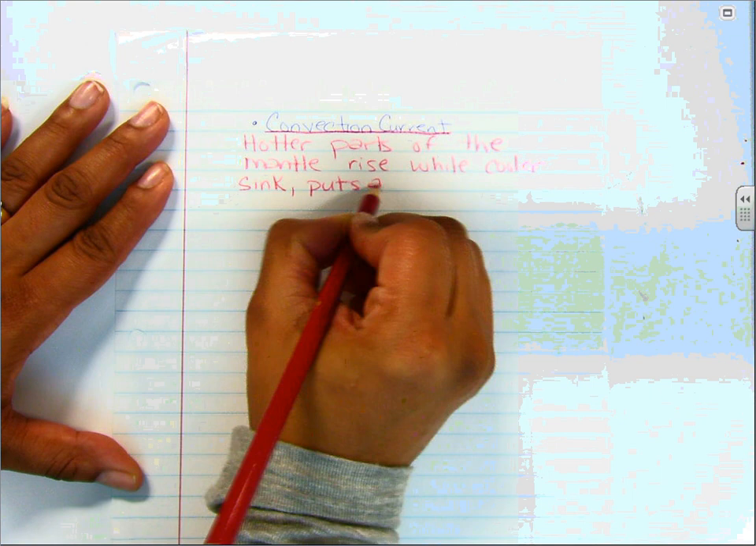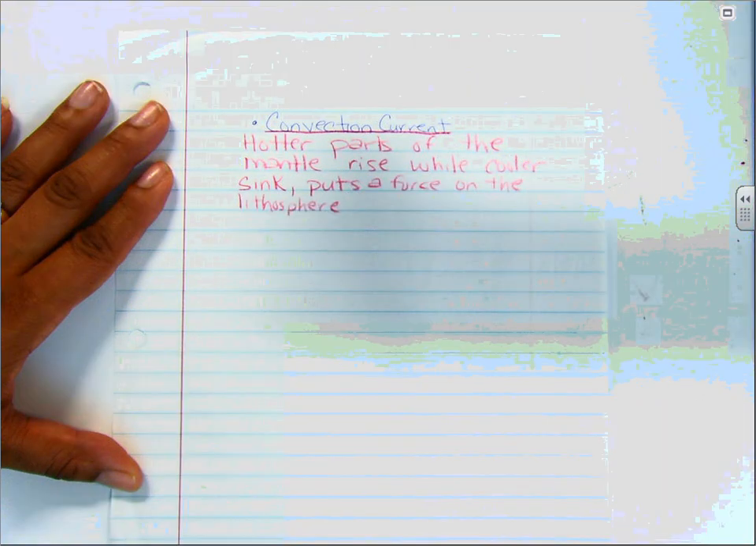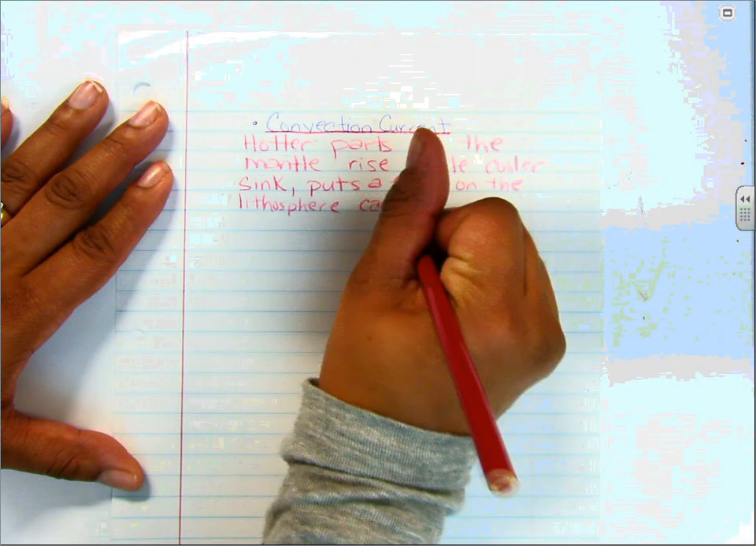And this puts a force on the lithosphere. And that force, tell me what a force is. A push or a pull. So if someone pushes you or pulls you, you're going to do what? You're going to stay stationary, or you're going to cause movement. So this puts a force on the lithosphere, causing plate movement. This is why plates move. So right now, we are just breaking down those three reasons for plate movement. Understanding that convection current does this, this is why the plates move.